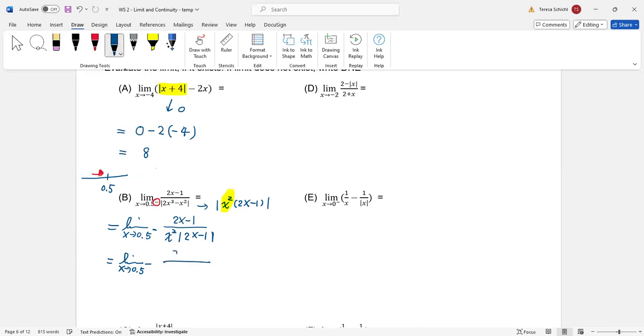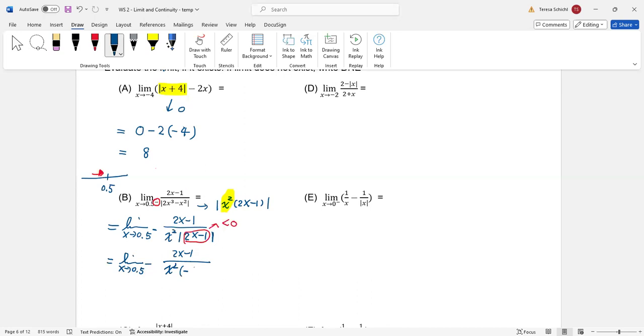See what happened here. This is 2x minus 1, and this is x squared. Because x is from the left-hand side of 0.5, always a little bit less than half, the whole thing inside the absolute value is going to be less than 0, correct? Because it is less than 0, in order to break the absolute value, I need to put a negative sign here.